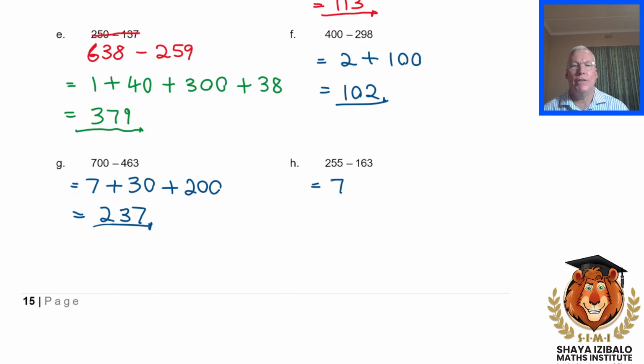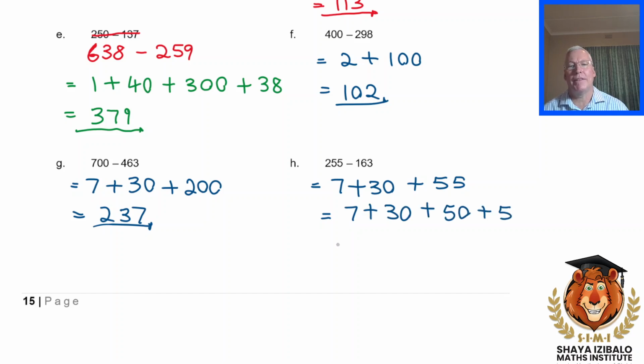H, we need 7 to get to 170. We need 30 to get to 200, and then we need 55. Okay, let's do 30 plus 7. In fact, you know what I'm going to do? I'm going to go 7 plus 30 plus 50 plus 5. Right, because I think that's going to be a bit easier. And now I'm going to add these two first. What's 30 plus 50? It's 80. 87 plus 5, 92.